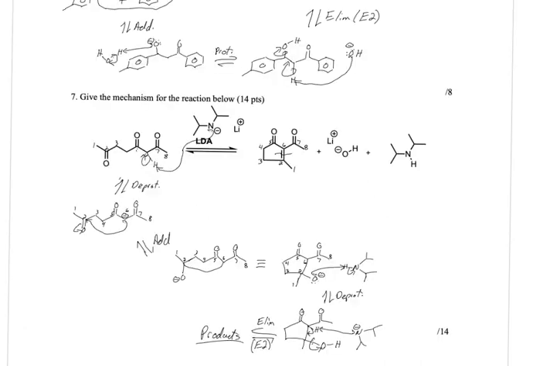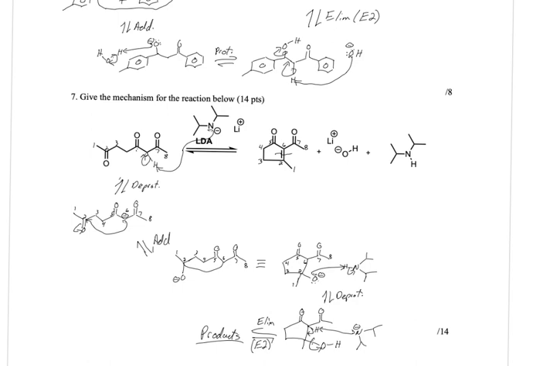Number 7, mechanism for the reaction below. Sometimes I'll say label the steps. I've been trying to always label the steps just to get you thinking about it. This is also aldol condensation. It's a little tougher because now you have 3 carbonyls. You have a lot more going on. So a couple things to think about.